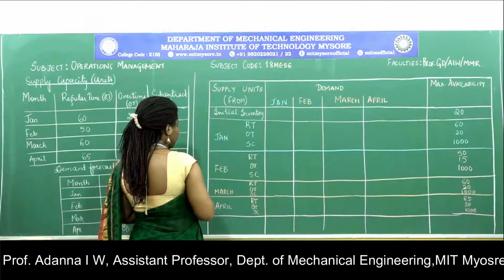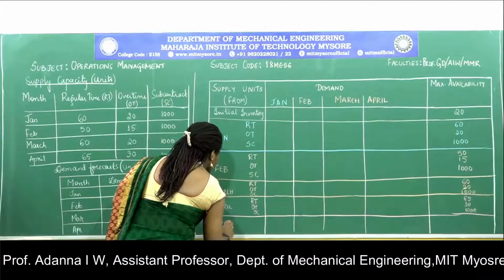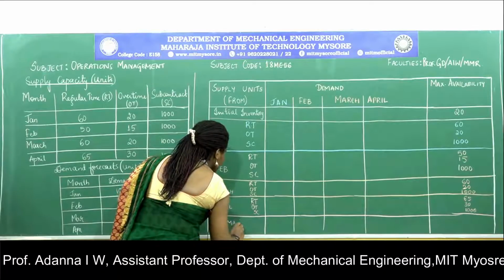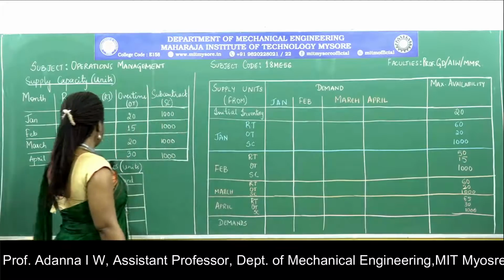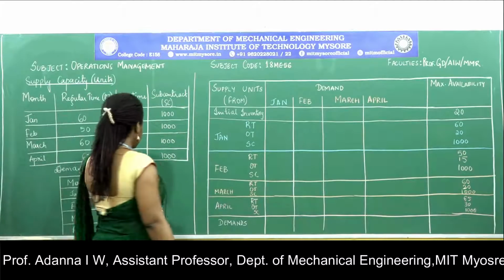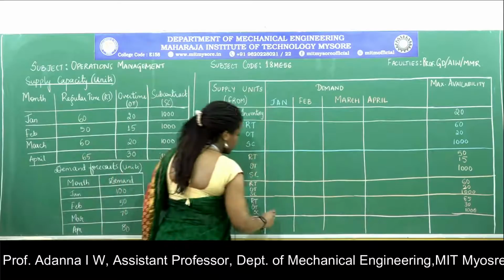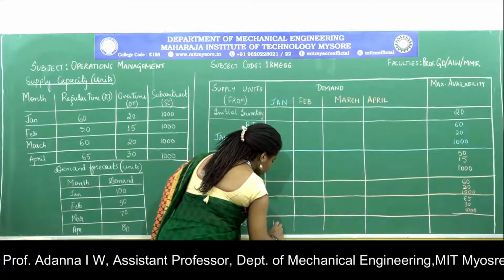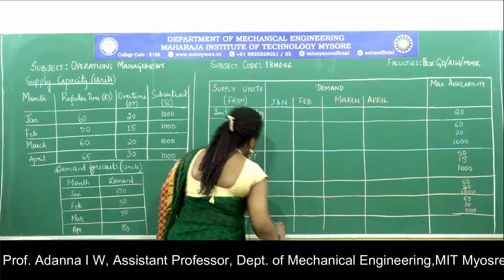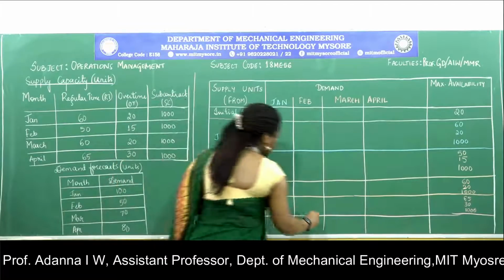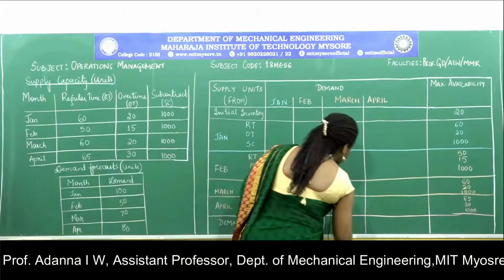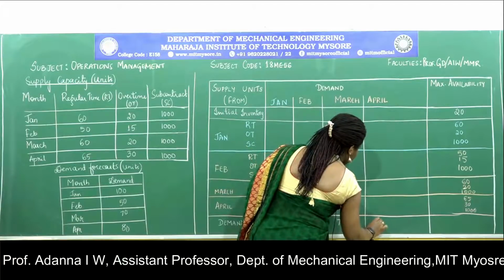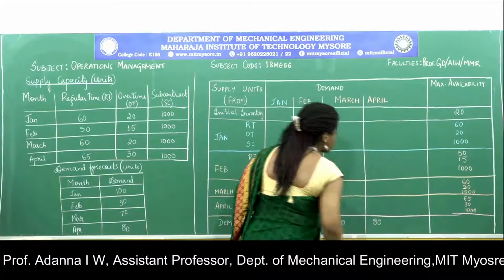Next, from the demand table, you need to list the demands for each of these months. So the demand for the month of January is 100 units. So below the month of January, you just write down 100 units. For February, it is 50. March, it is 70. And April, it is 80.